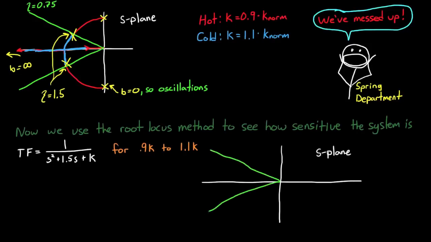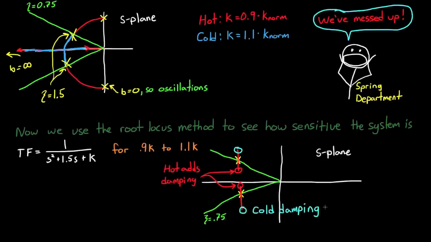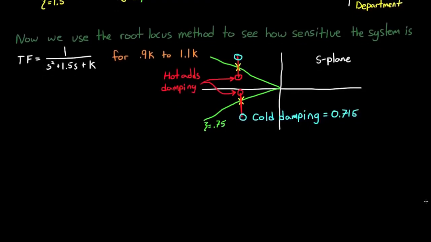First, let me redraw our requirement, which is the lines of constant damping ratio. These yellow x's are our ideal spring constant at 1, and these red lines that I'm drawing are the root locus, where it goes from the hot value of 0.9 k to the cold value of 1.1 k. And you see that when the springs are hot, we still meet our requirement. However, when they're cold, the damping ratio goes down to 0.715, which doesn't meet our requirement.